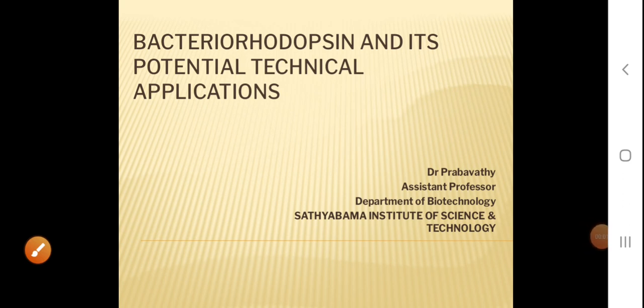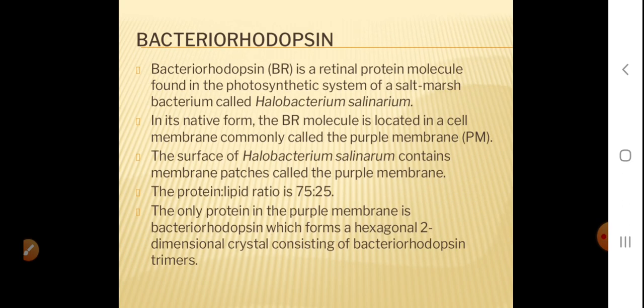As a continuation of our talk on the application of different biomolecules in nanobiotechnology, today we will discuss bacteriorhodopsin and its potential technical applications. So, bacteriorhodopsin is a retinal protein molecule which is found in the photosynthetic system of a salt marsh bacterium called Halobacterium salinarum. Retinal protein. So, this is a protein which is found in the human eyes, right?